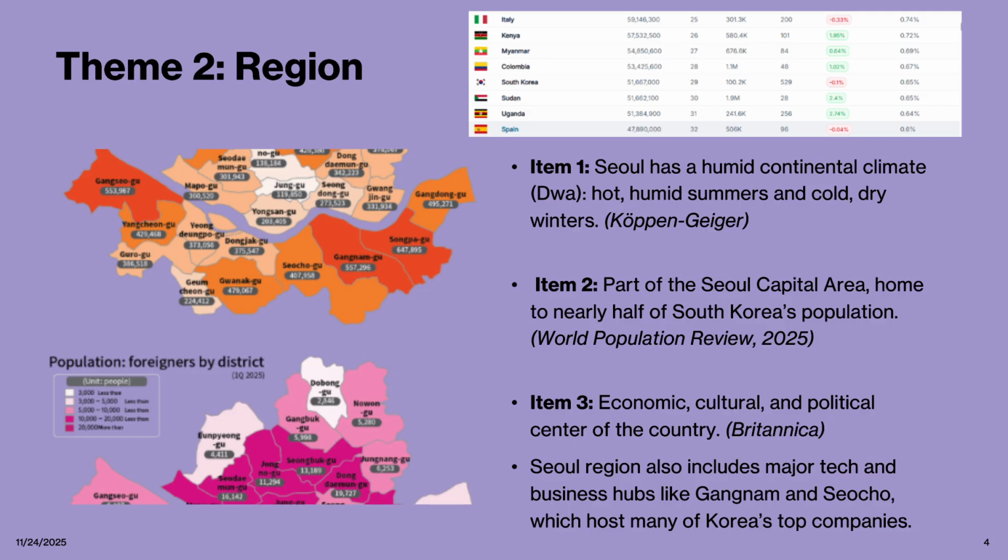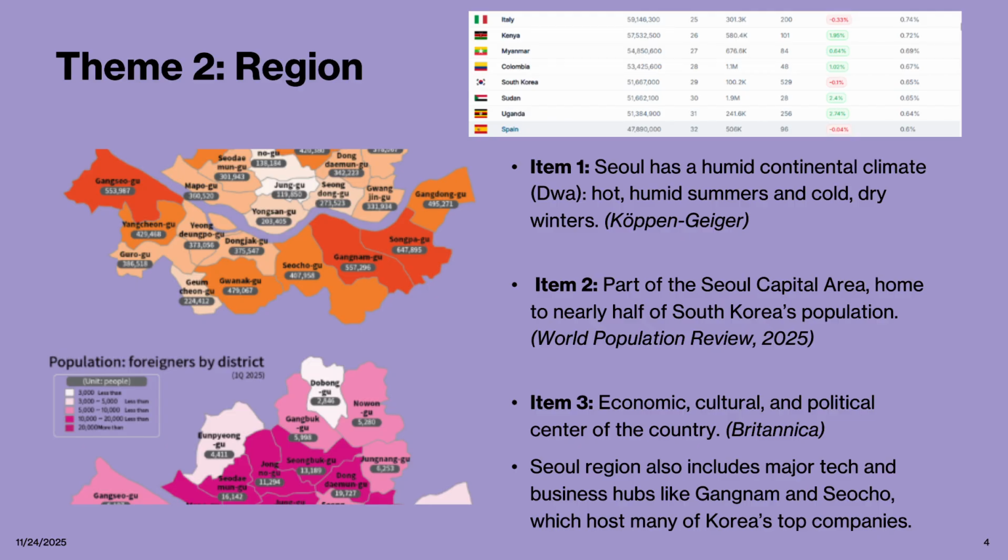Theme 2 is region. Seoul has a humid continental climate. They have super hot, humid summers and super cold, dry winters. It's part of the Seoul capital area, home to nearly half of South Korea's population. So a lot of people live in Seoul, and it's a very large portion of South Korea. A lot of tourist sites are there too. It's just everybody likes to go to Seoul pretty much.